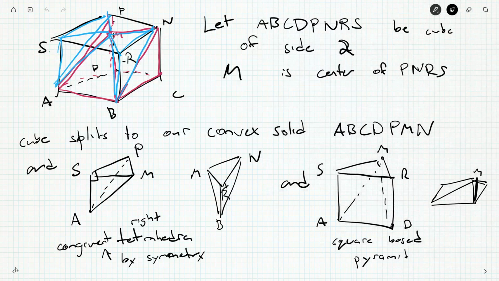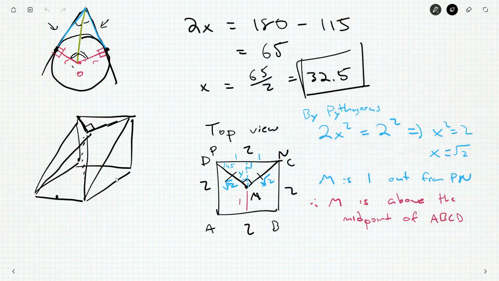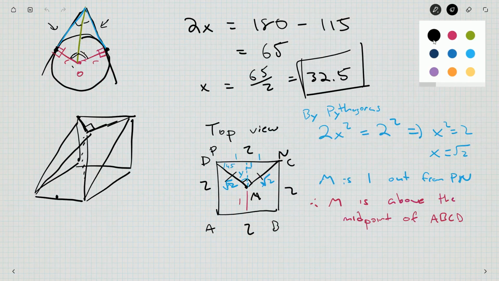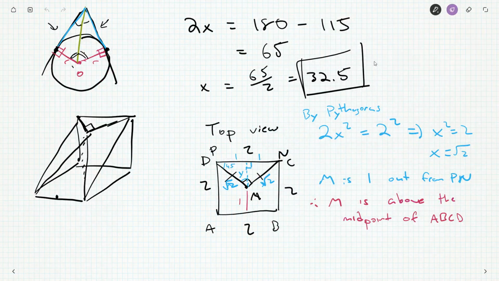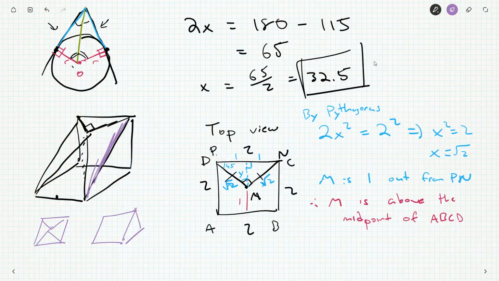So we did some work with M. Honestly, the top view stuff could probably be moved to later, and there's probably a way to do this with a side view. I think you could chop it into other pieces, sort of a wedge, and then another square-based pyramid will work too, and in which case you'd sort of need to do a side view for M up here.